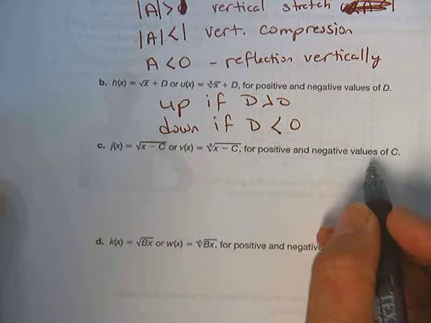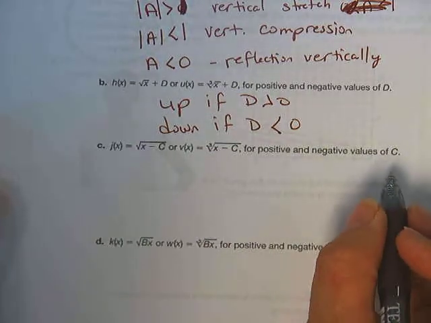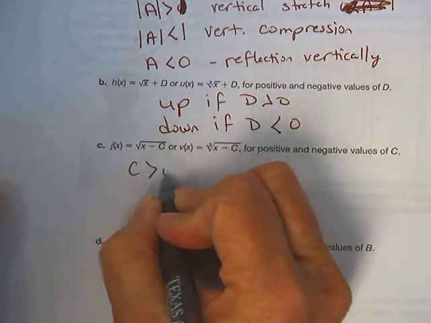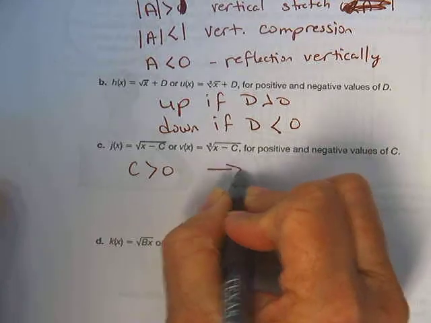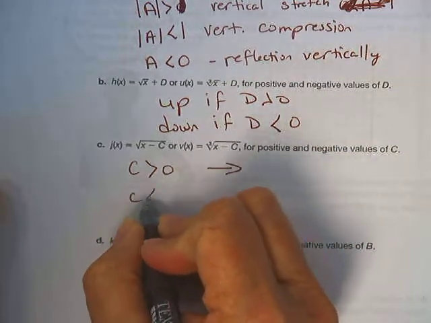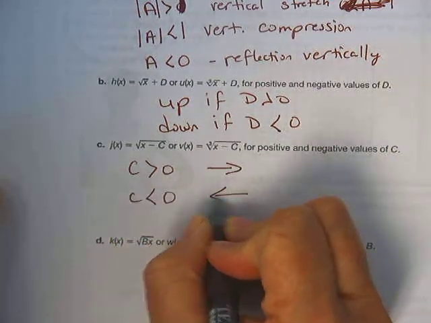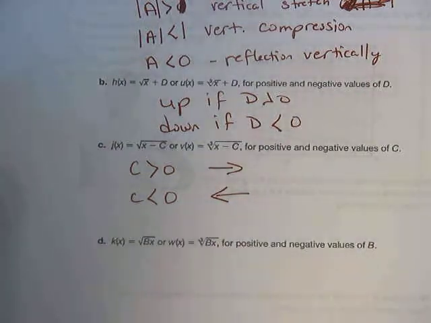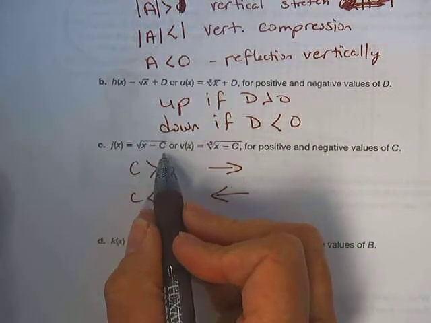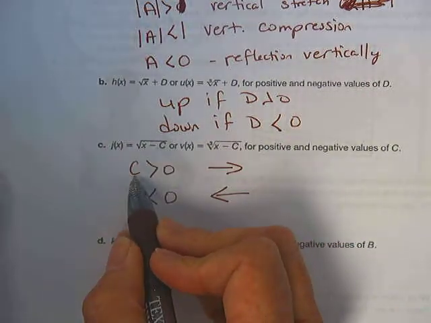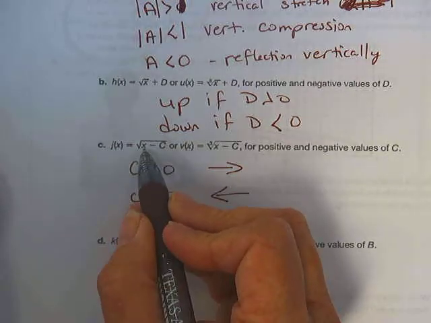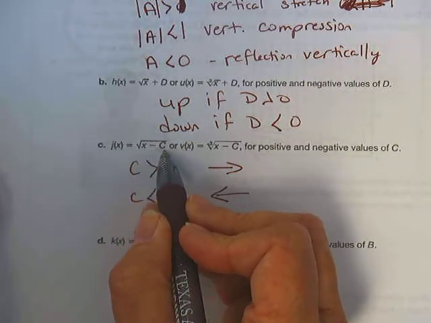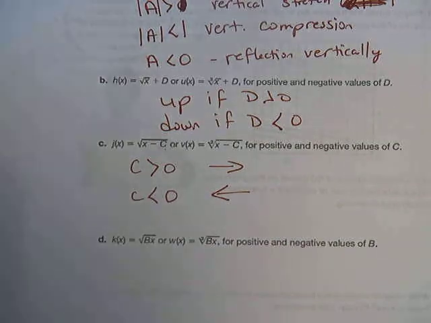How about for c? If c itself is positive, we move to the right. If c is less than 0, we translate to the left. And again, remember, the equation will look different. So if c had the value of 3, the equation would be the square root of x minus 3, because the minus is part of the equation.